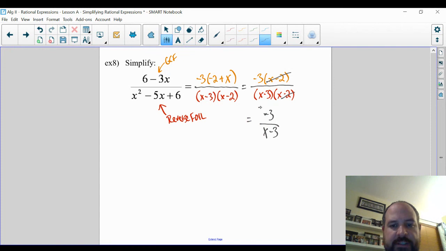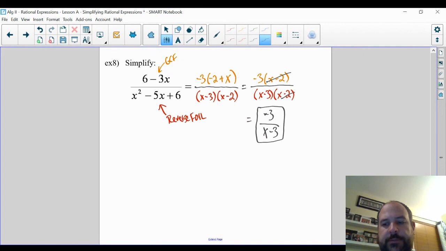Do the negative 3's cancel out? No, they do not, because they are not factors. They are terms in this case.